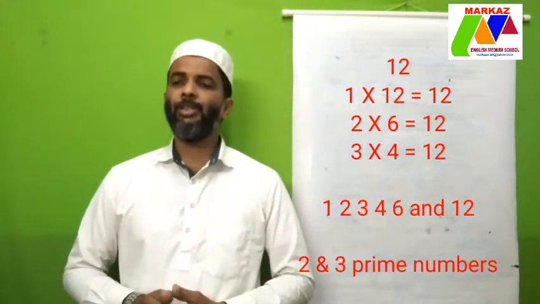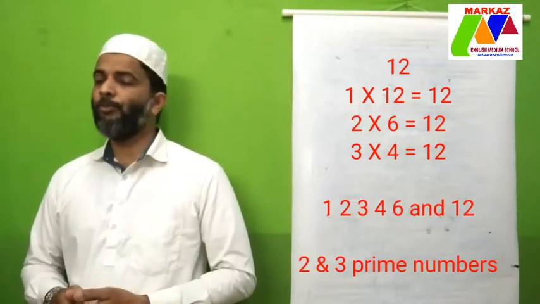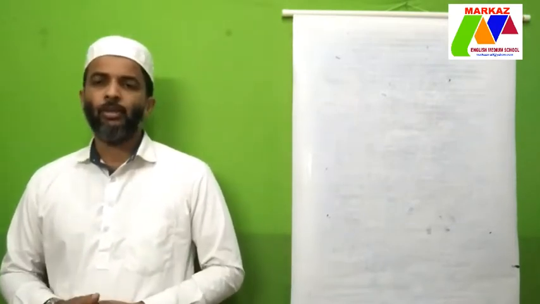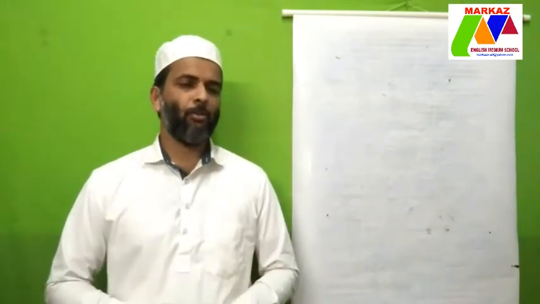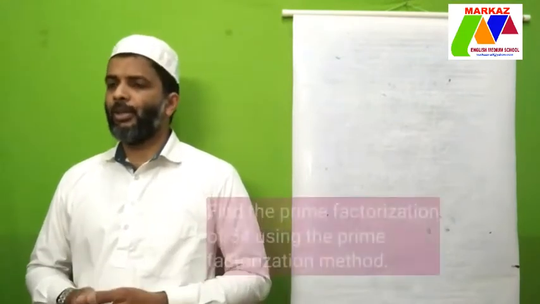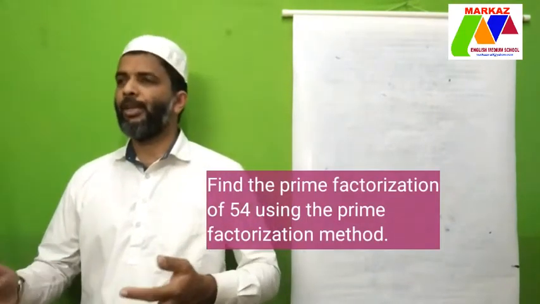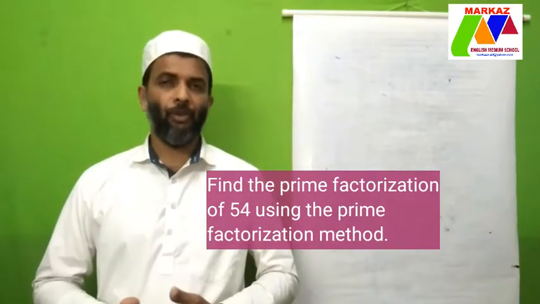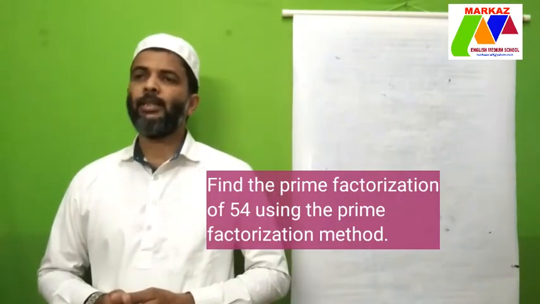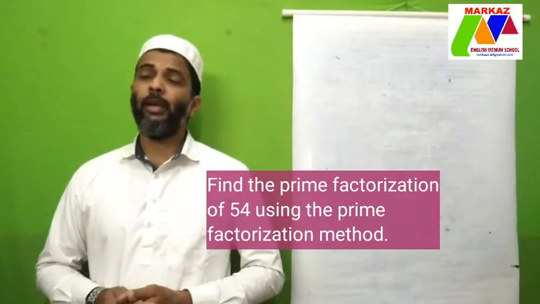Now, coming to the easiest method of finding prime factors of a number, that is the division method. Let us use the upside down division method and do the prime factorization. For example, find the prime factorization of 54. So we have 54. How do we start? We will find the smallest possible number which exactly divides 54 without any remainder.